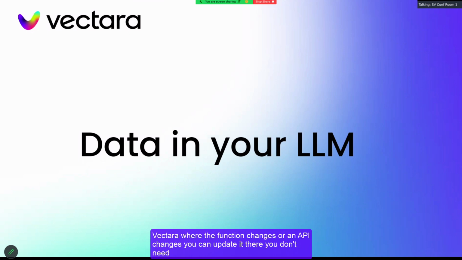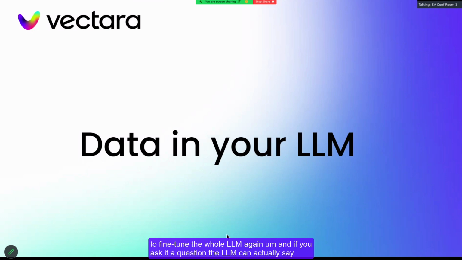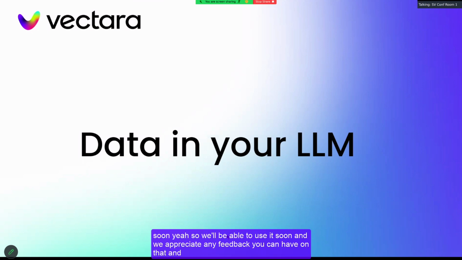Essentially, with something like Vectara, where a function or an API changes, you can update it there. You don't need to fine-tune the whole LLM again. If you ask it a question, the LLM can say, ask Vectara what the API for this is. Vectara can return the function and it can call it. Is this the agentic Vectara that is going to be released? Yeah, Vectara agent is coming soon. You'll be able to use it soon, and we appreciate any feedback you can have on that.